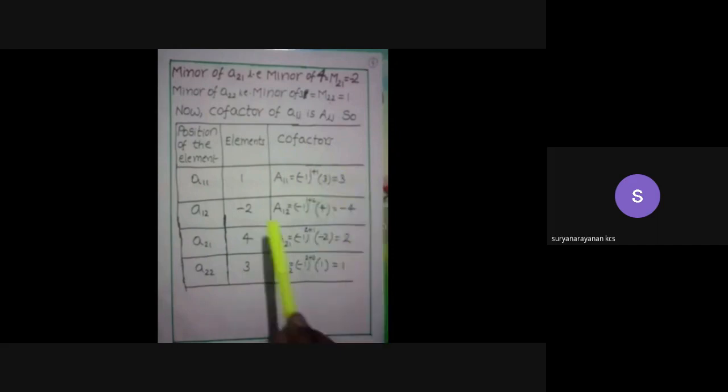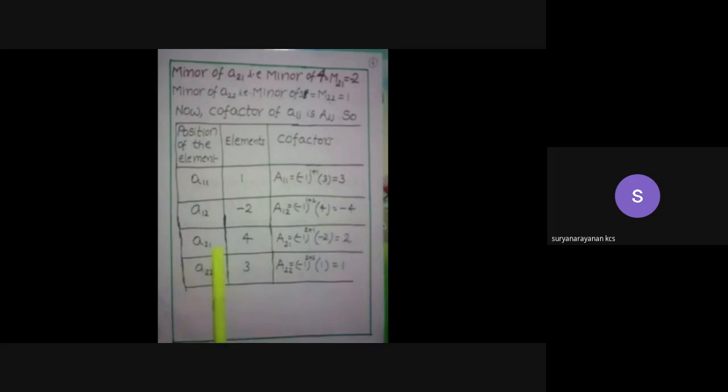Right. Now the cofactor of A12 is denoted by capital letter A12, (-1) to the power 1 plus 2, into its minor, which we have already found, that is -2 times... so by simplifying these two numbers we get here -4. Is it clear then? Right.